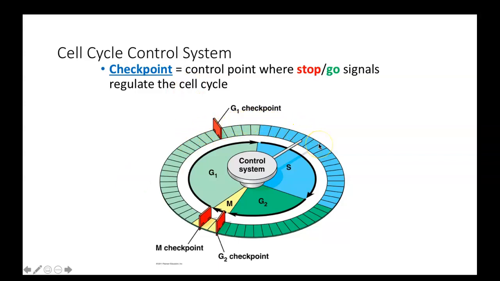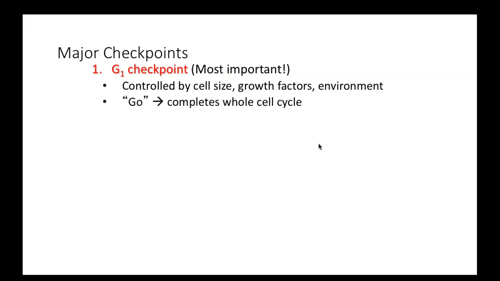All right, so we have 3 checkpoints. The G1 checkpoint is the most important. It's controlled by the size of the cell. If a cell passes the G1 checkpoint, that means it's committed to being a dividing cell. So if it passes the G1 checkpoint, it's like, all right, let's start getting ready because we're going to divide.